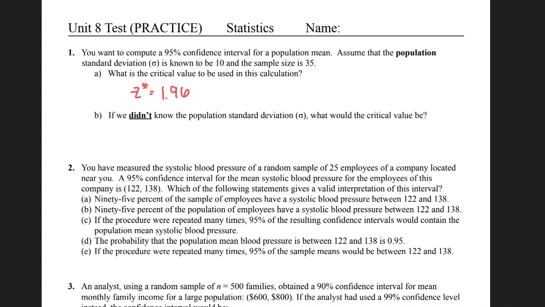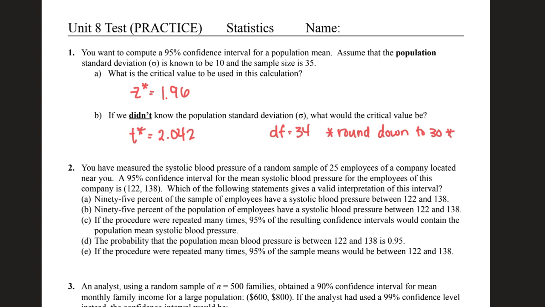All right, the second question says if we didn't know the population standard deviation, what would the critical value be? In that case, we would have to use T star. And for that, we would look under degrees of freedom being 34, and we would look at our T table. So that's going to be 2.042. When we look at our T table, since we don't have 34 on the table, we round down to 30. So that's where you would find the 2.042.